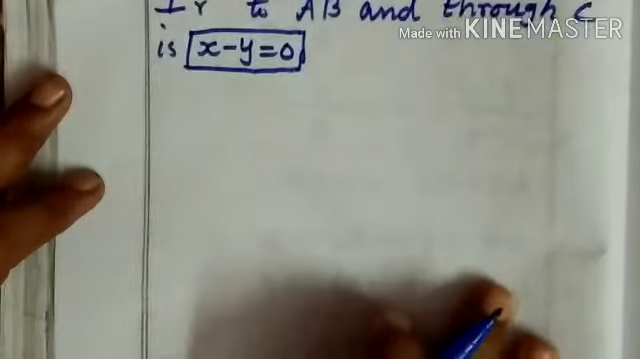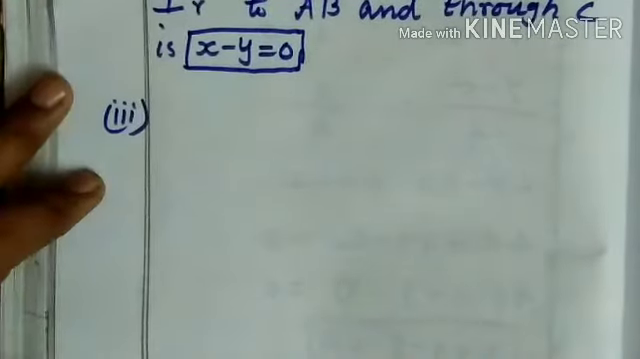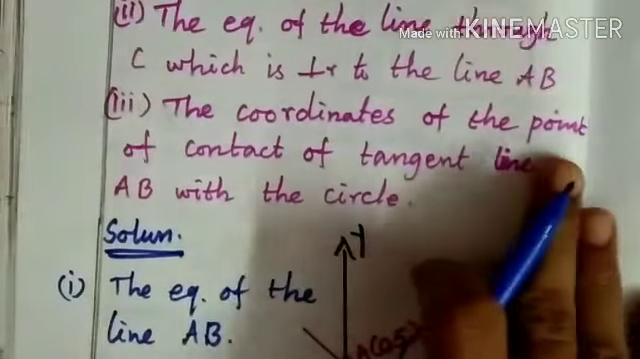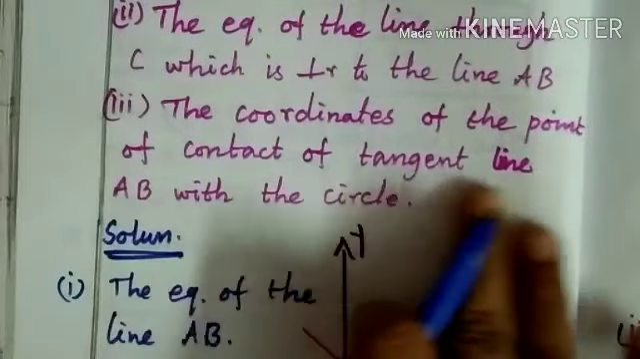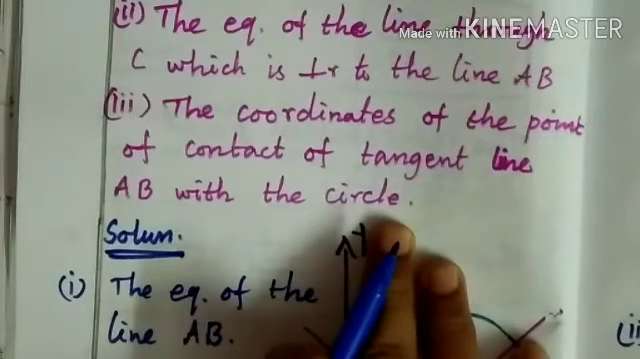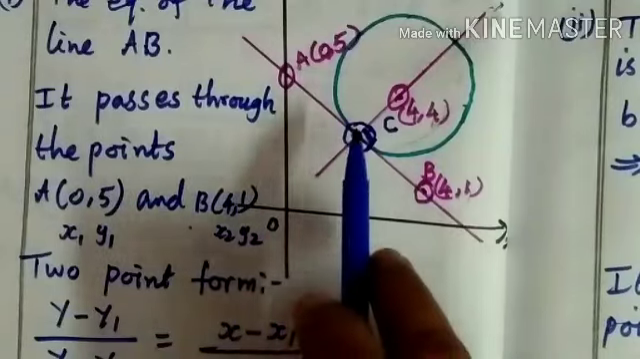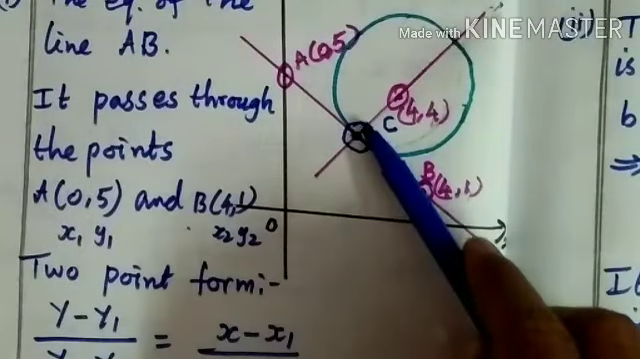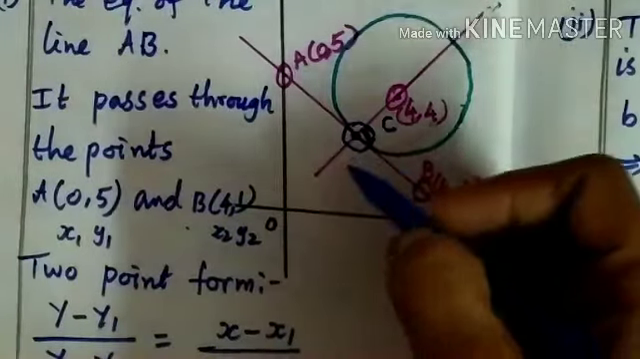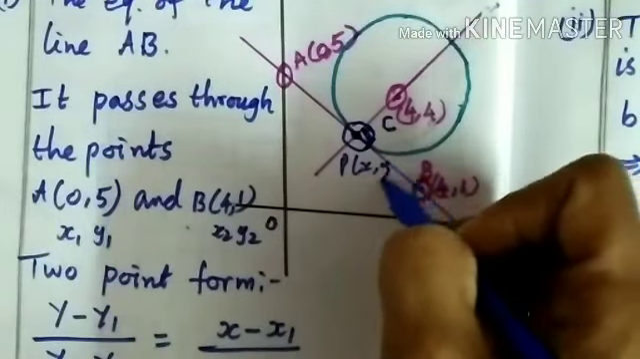Now we move on to the third subdivision. See the question: the coordinates of the point of contact of the tangent line AB with the circle. See the diagram. Third subdivision, you have to find this coordinate point. Let us assume this point P(x, y).